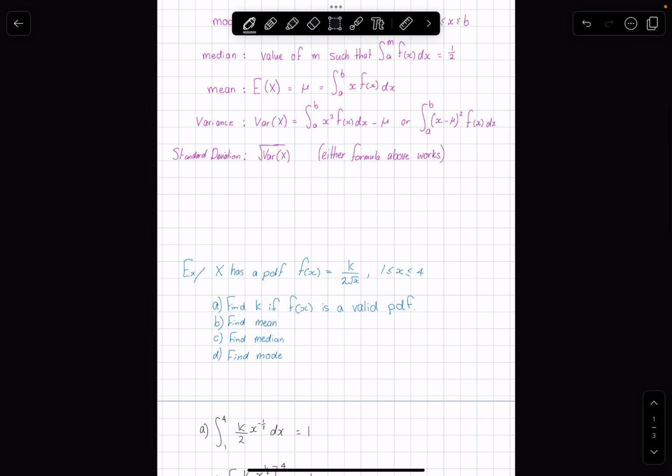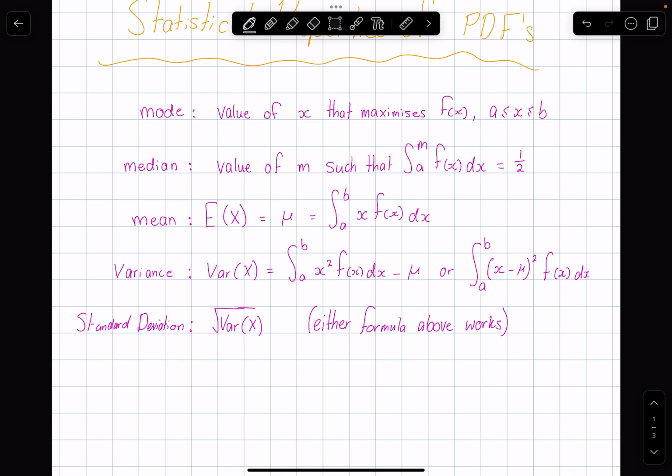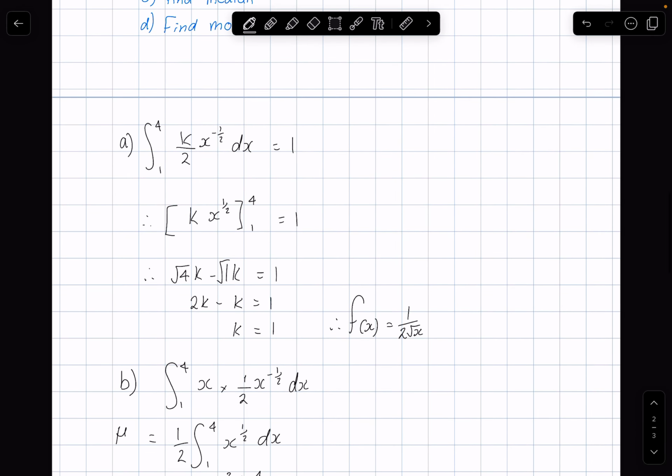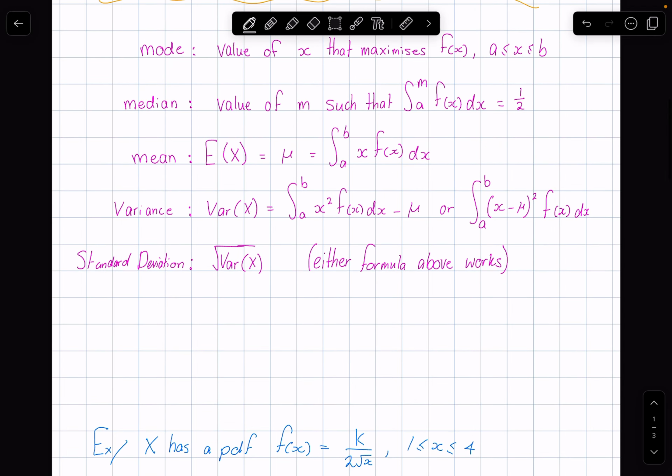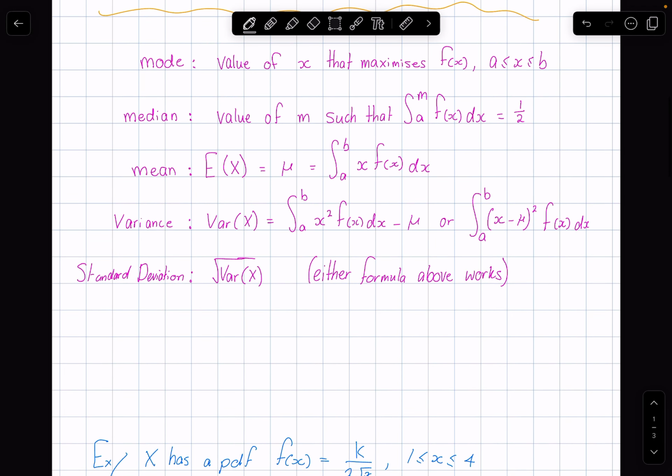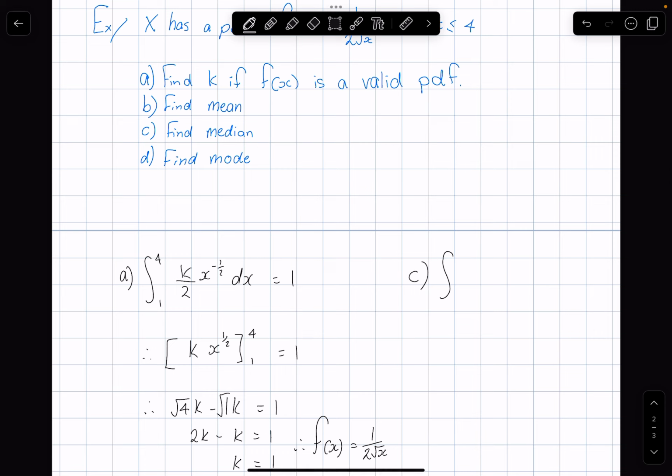All right, part C, we're going to find the median. Now the median is the value of m such that the integral from a to m of f of x dx equals a half. So I might just move this one over a little bit and I'll come up here. So we want the integral, so median, we want integral from a to m. So a in this case is 1 to m of f of x. Over here I can change that to a 1 as well. A half x to the negative a half dx. And that has to equal 1/2 for the median, okay?